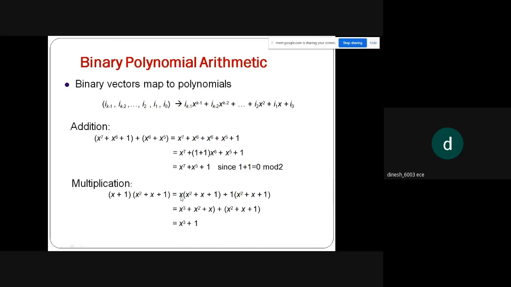Now x into x square, you get x cube, then x into x, x square, and x into 1, x. Similarly here, x square, x, plus 1. So now do our modulo 2 addition for common terms. What do we get common? We get x square and x square, 2 x square are there. 1 plus 1 modulo 2 will be 0, and x and x, 1 plus 1 modulo 2 will be 0. So remaining is x cube plus 1. So this is your polynomial multiplication.